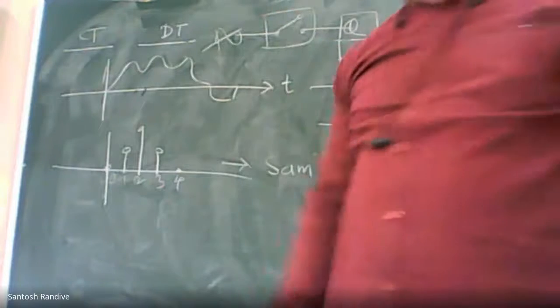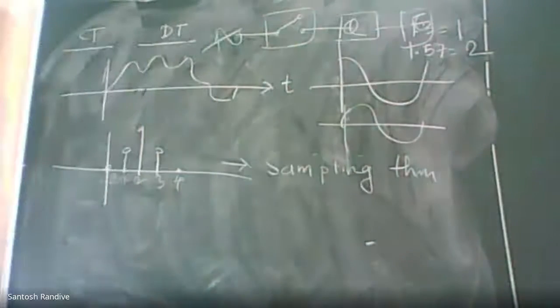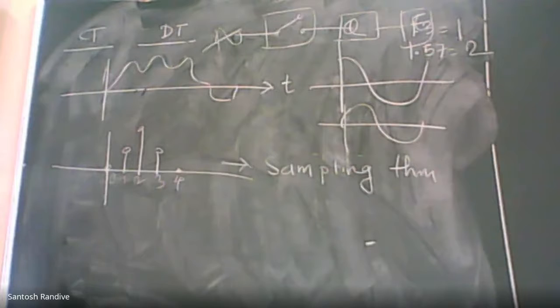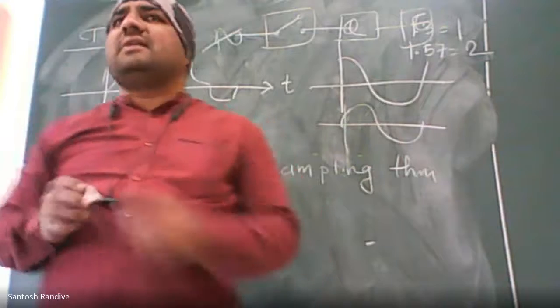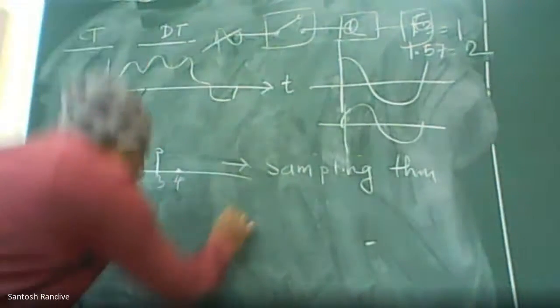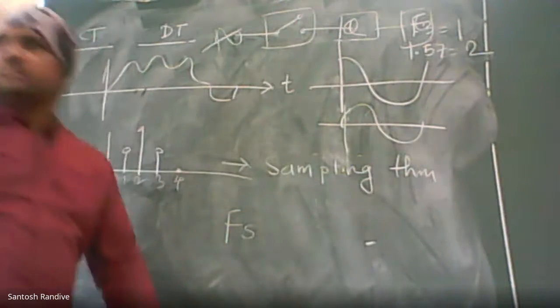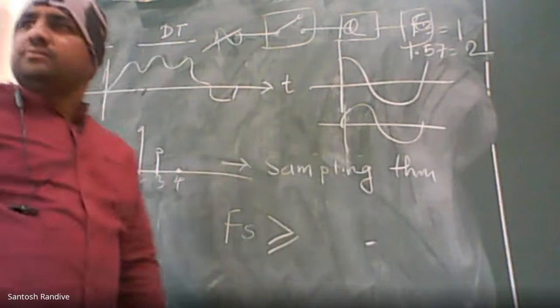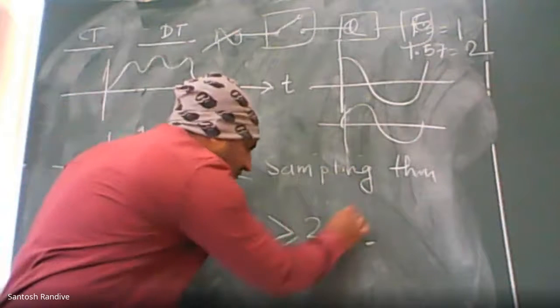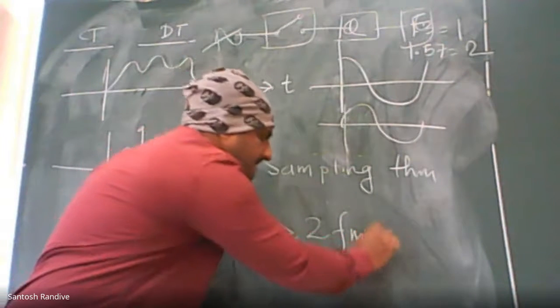Okay. So what is the sampling theorem? Note what it says. A continuous signal is converted to discrete, and it is converted back from its discrete form to the original form when the sampling frequency is greater than or equal to twice the maximum frequency of the signal.